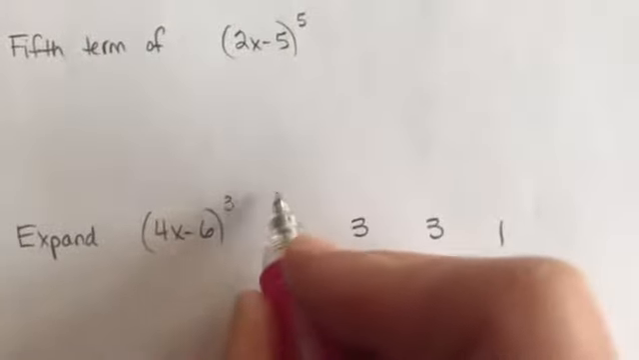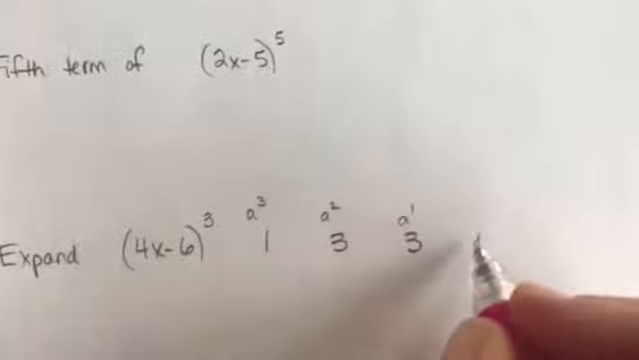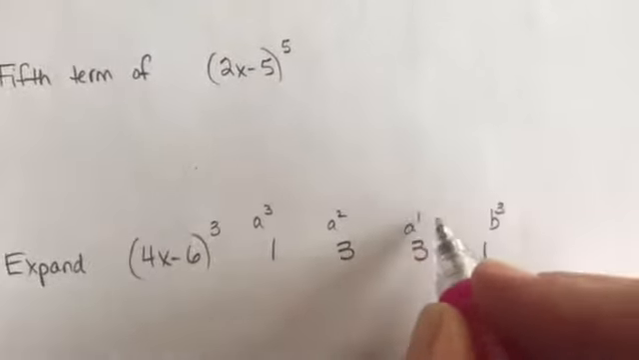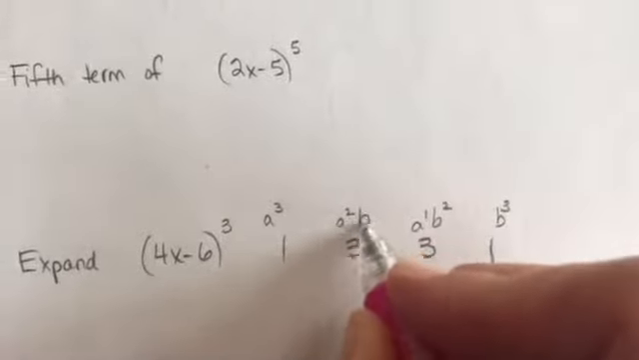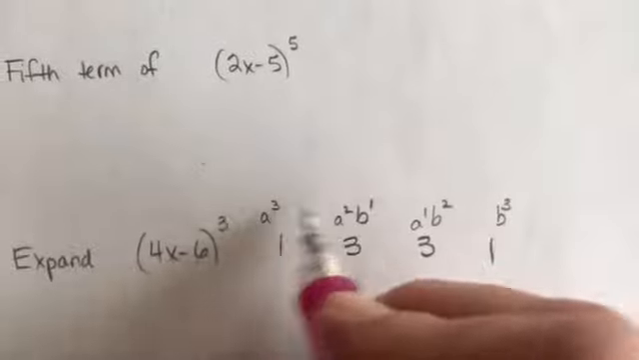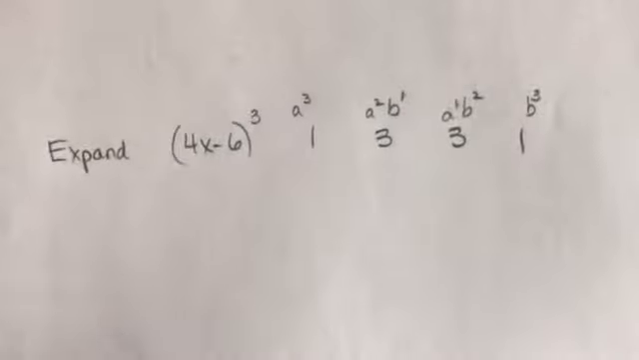Since this is to the 3rd power, I know this is going to be a to the 3rd, a to the 2nd, a to the 1st, no a's. And then I go backwards. It's going to be b to the third, b to the second, b to the first, no b's. Remember, your exponents are going to add up to 3. So you can see they always add up to 3. So just a little hint, you'll know you got it right.